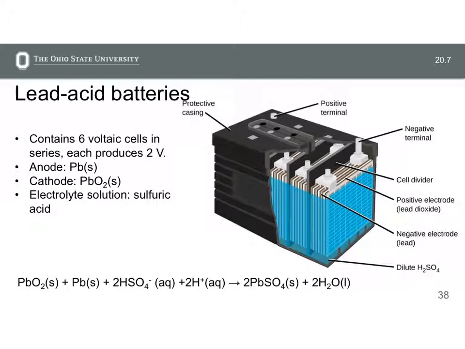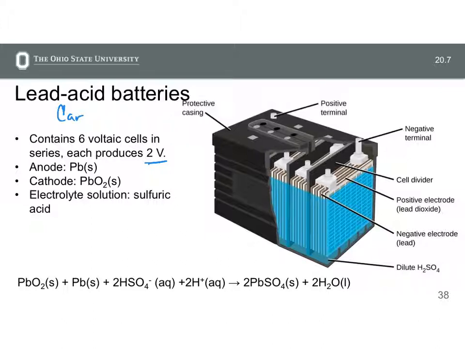So your car battery is a type of lead acid battery. There are 6 voltaic cells in one single car battery, and each of those voltaic cells produces 2 volts. So if you link them all together, you end up with a 12 volt battery.